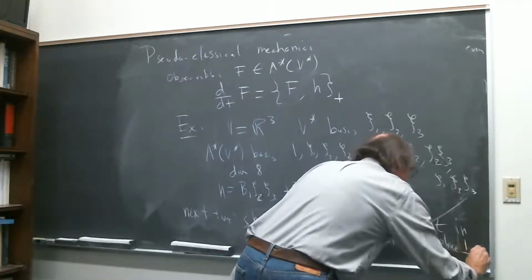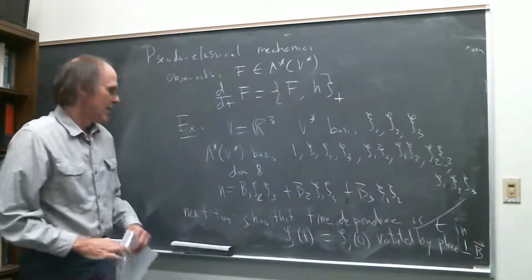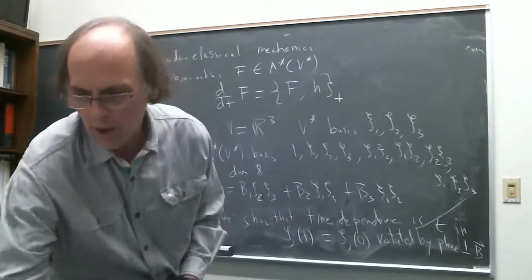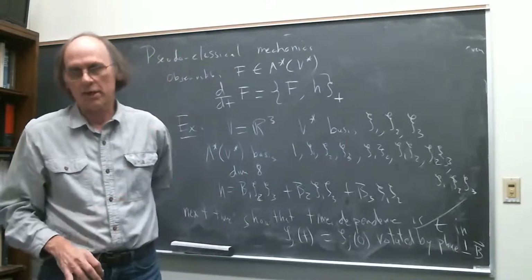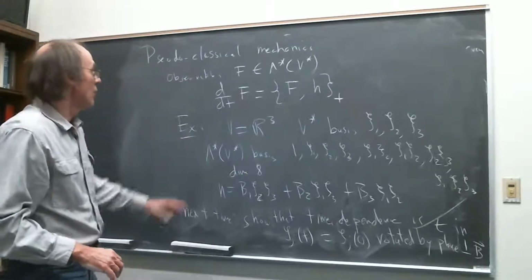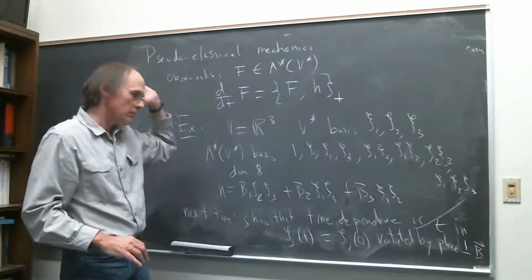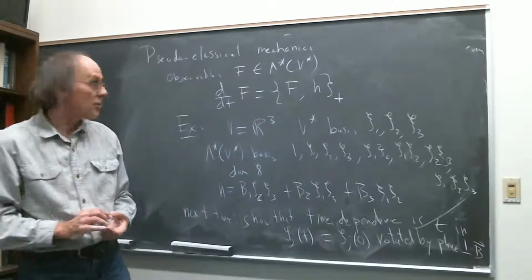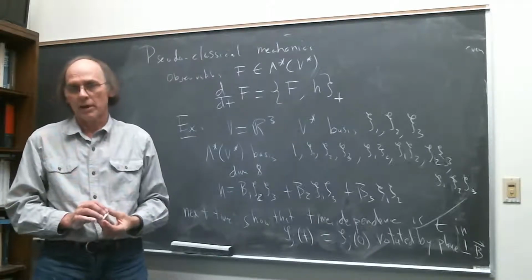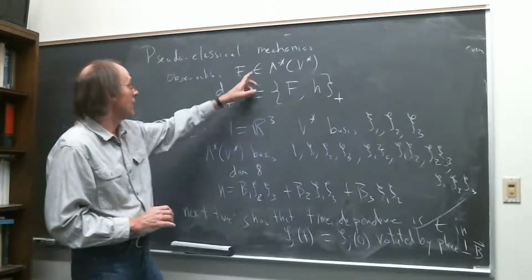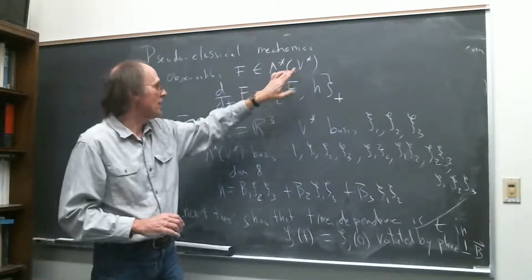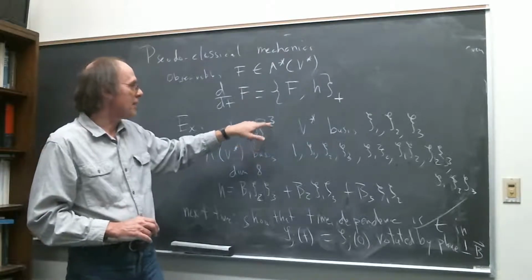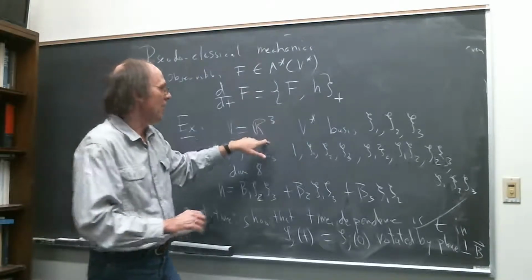Sorry, I'm getting to the end of the blackboard and to the end of the story. Let me finish working this out next time. But basically, this is the simplest possible analog of a pseudo-classical analog of mechanics. You're starting with a phase space V that is not even dimensional. It's three-dimensional.